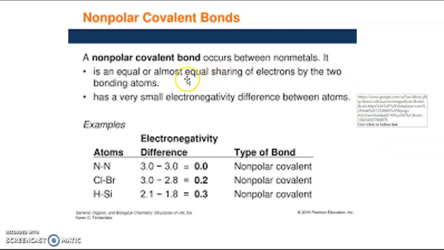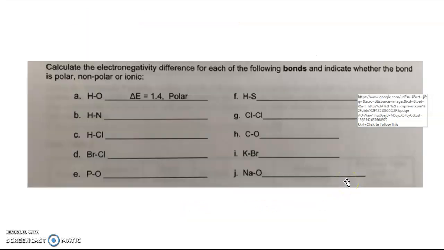Then, first we have to analyze the difference of electronegativity between two atoms. In the case of nitrogen, it is 3.0 minus 3.0, that is 0. Then we say that this bond is non-polar covalent. Between chlorine and bromine, the difference of electronegativity is 0.2, lower than 0.4, then it is non-polar covalent. And the same thing between hydrogen and silicon, the difference is 0.3, and then it is non-polar covalent.